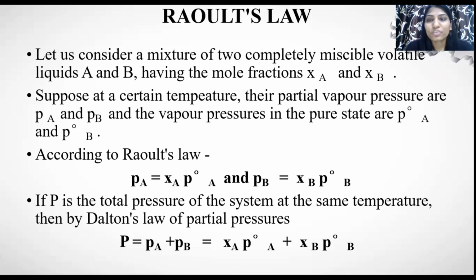Now, the mole fractions of both the components are given as XA and XB. Suppose at a certain temperature, the partial vapor pressures are PA and PB, and the vapor pressures in pure state are denoted as P0A and P0B. Now, according to Raoult's law, which we have learned from the previous slide, PA, that is the partial pressure of component A, equals mole fraction multiplied by vapor pressure in its pure state. Similarly for PB. Now, from Dalton's law of partial pressure, total pressure will be equal to pressure of A plus pressure of B, which is further illustrated as you can see on the screen.